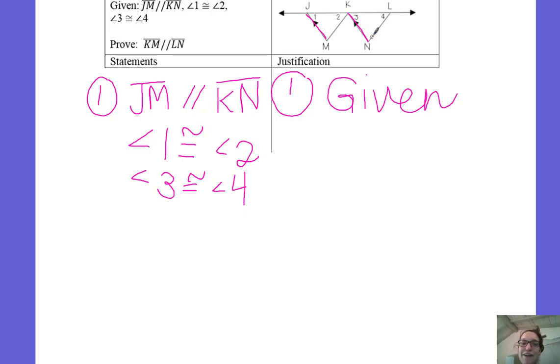There goes my parents' home phone again. Classic. I could think of either of those lines as the transversal.